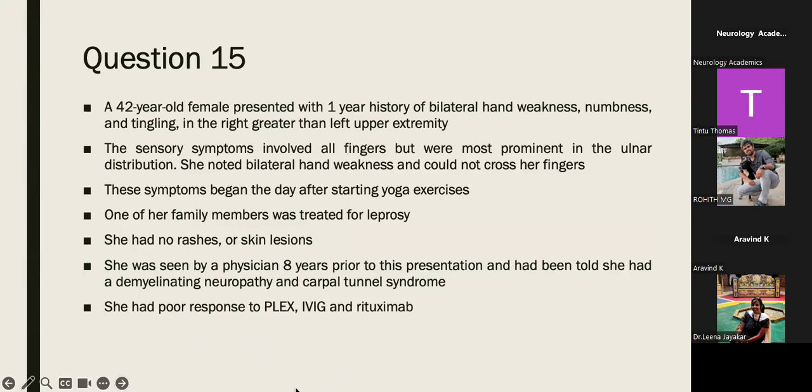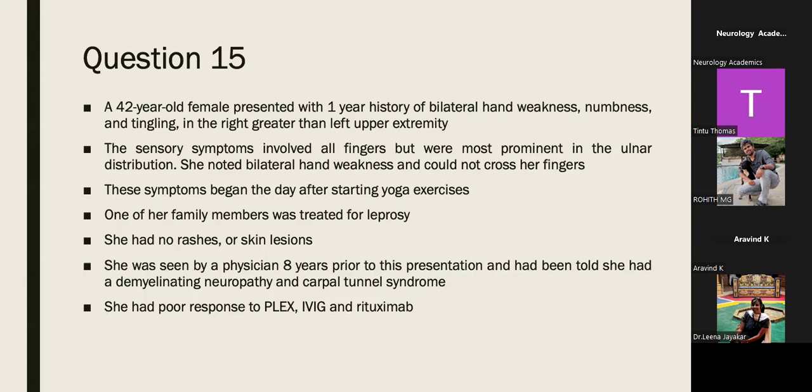Next question is a case scenario. A 42-year-old female presented with 1-year history of bilateral hand weakness, numbness, and tingling, right greater than left upper extremity. And the sensory symptoms involved all fingers, but were most prominent in the ulnar distribution. She as well noted bilateral hand weakness and could not cross her fingers.